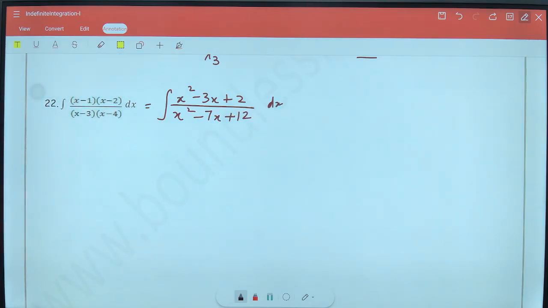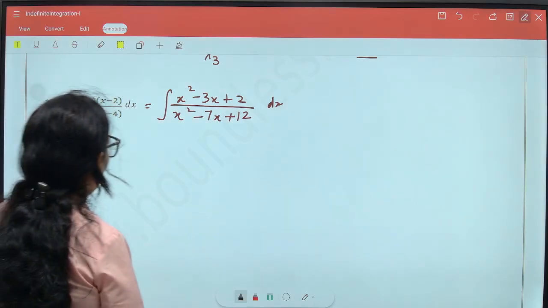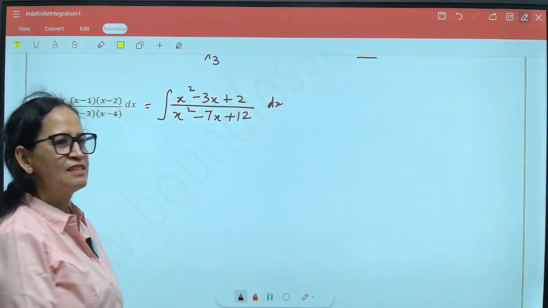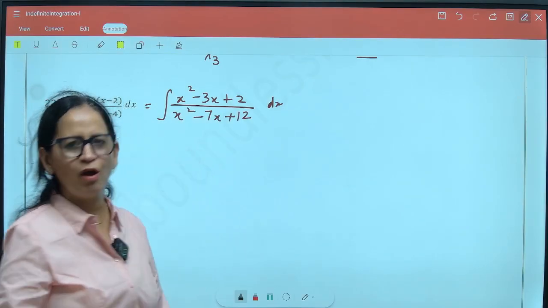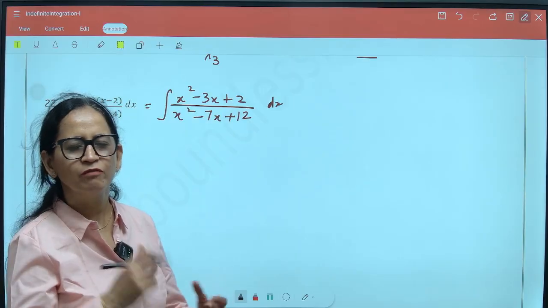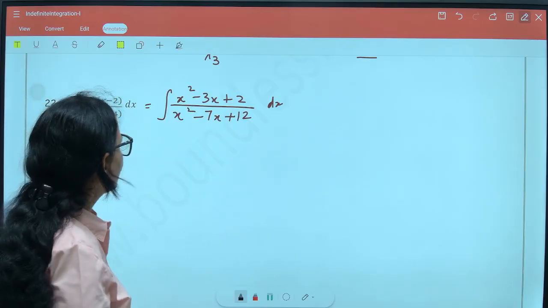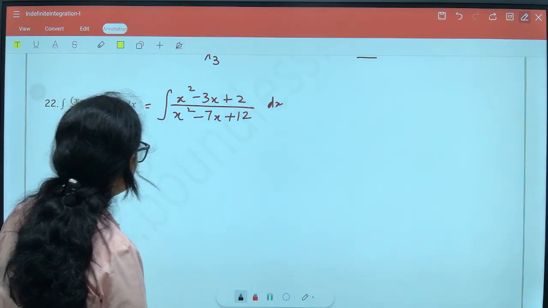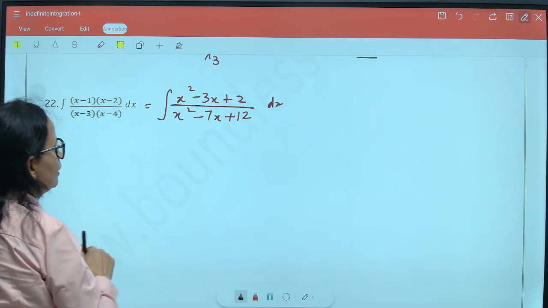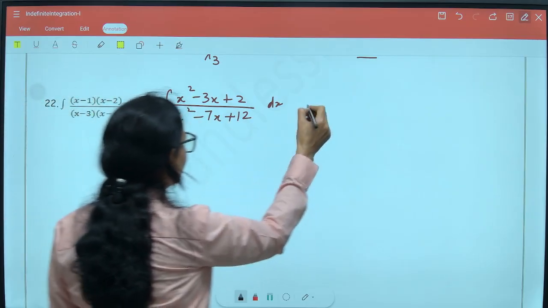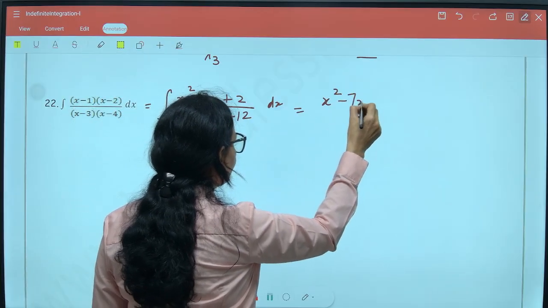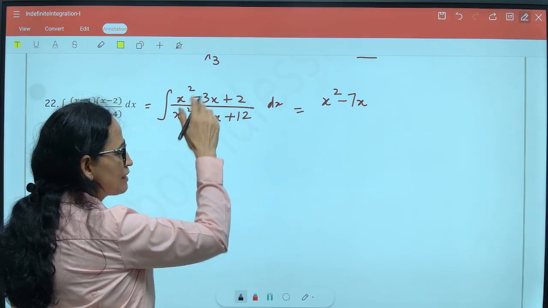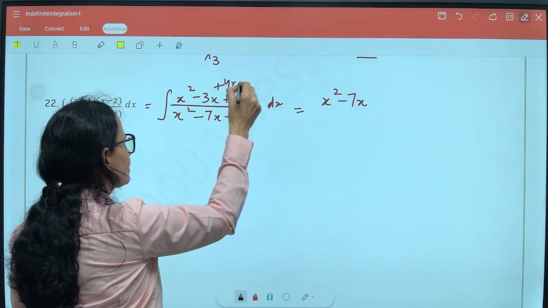Now if you look at this expression, the degree of numerator is the same as the degree of denominator. When the degree is the same, what do we do? Balancing. When the degree of numerator is greater, we do long division, but when the degree is the same, we can try and do balancing. Now how is the balancing possible here? It is x square, x square. Let's look at the rest of the expression. So I can write this as x square. If I want minus 7x here, that means I need minus 4x and plus 4x. So if I do plus 4x and minus 4x.